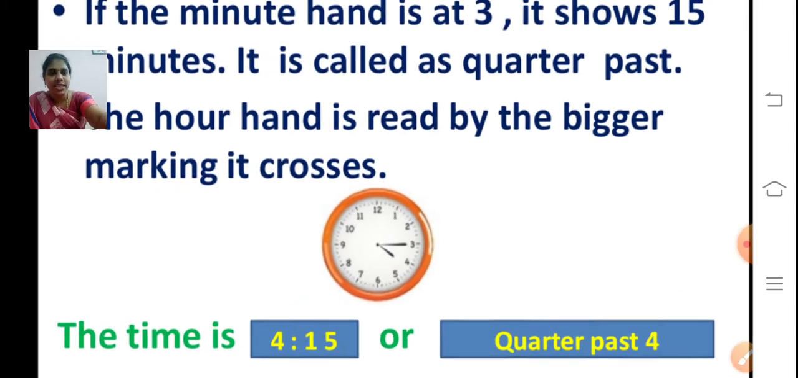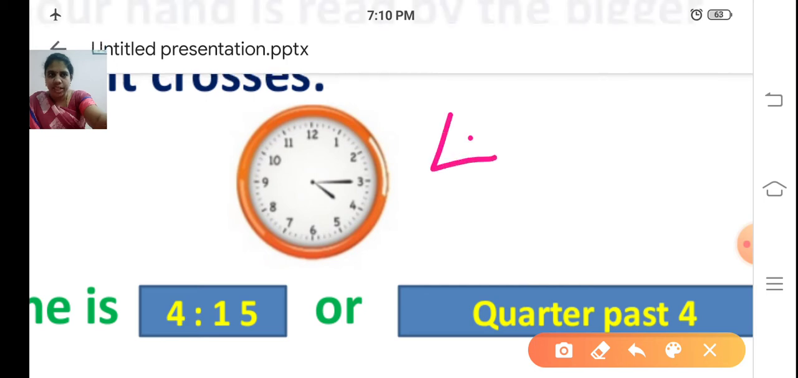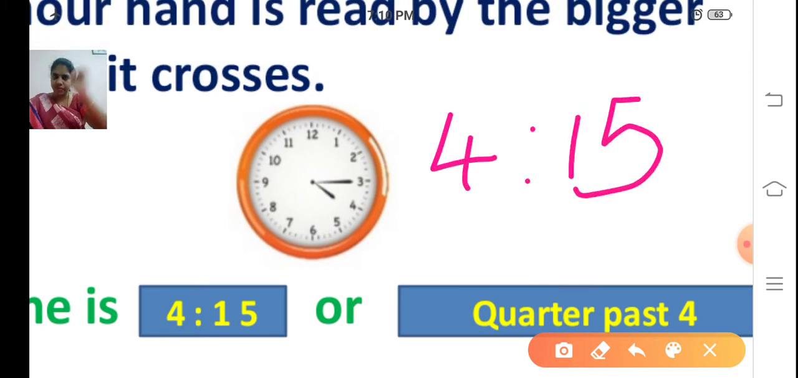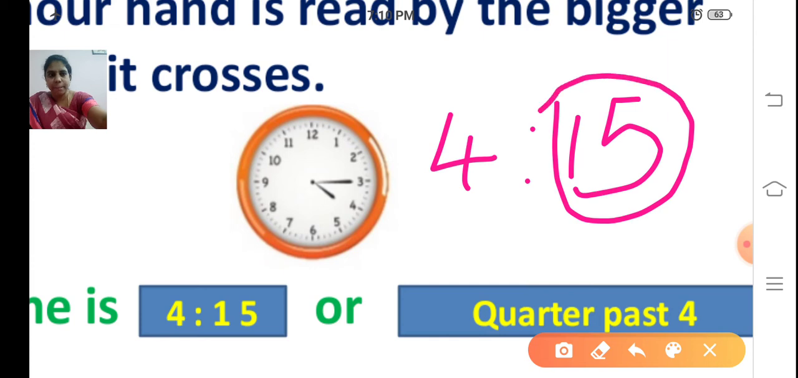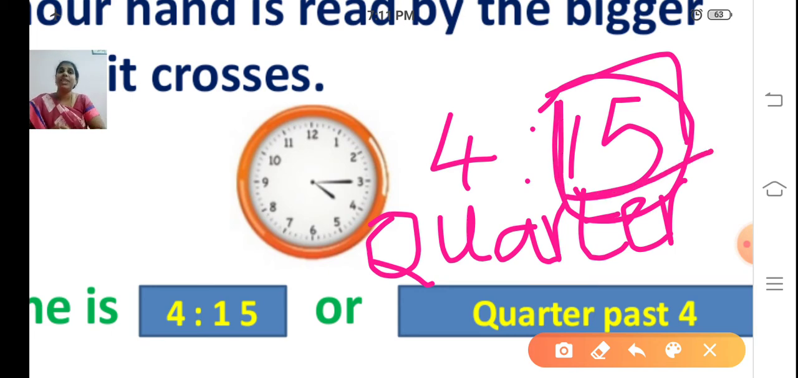So how to write this? Quarter past. We know the time is 4:15, right? So this 15 minutes has passed. How to write this? Quarter, Q-U-A-R-T-E-R. First write how many minutes have passed. So 15 minutes. This 15 represents quarter. 15 is quarter. 30 means half.